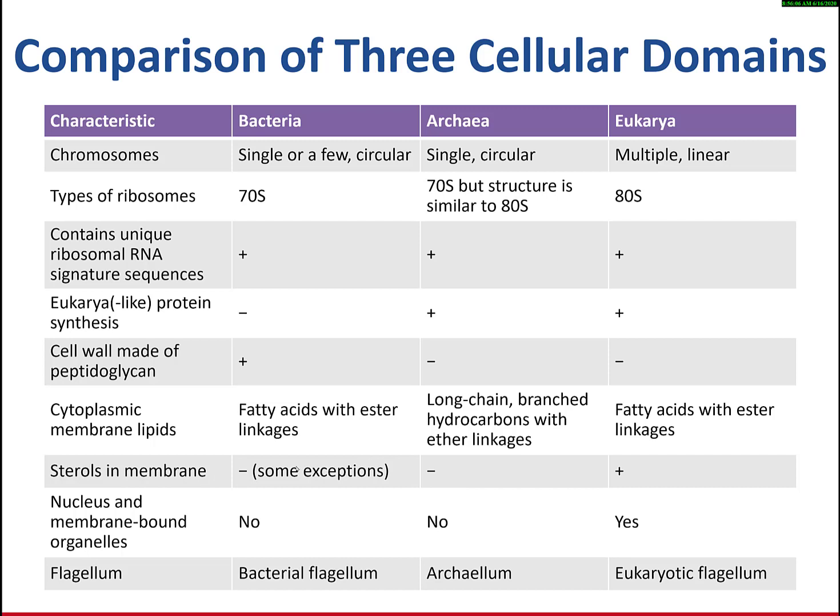Sterols, steroids, cholesterols and things in the membranes, we usually leave that to the eukaryotes. Nucleus, membrane bound, we see that in the eukarya. And the flagellum: the eukaryote flagellum we see in ciliary action and cilia and that sort of thing, sperm cells. And in bacteria, that's their primary form of locomotion. Archaellum is something unique to the archaea, and so I'm not going to have you worry about that.